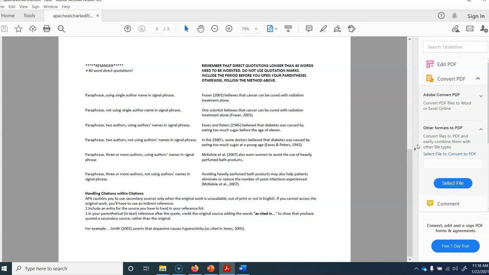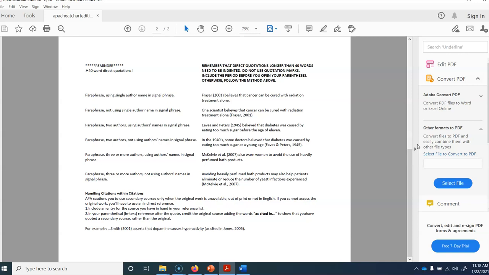The good news is that APA in-text citations for paraphrasing follows almost exactly the same rules as direct quoting, except you never ever put the page number in. So when you're paraphrasing, all you need to worry about are the authors and the year. Makes it a lot easier. So let's take a look at the examples.